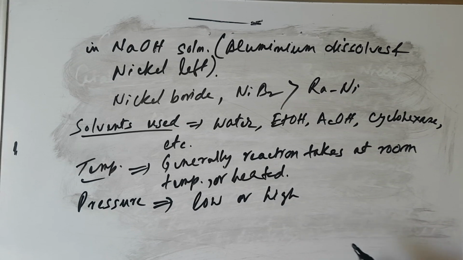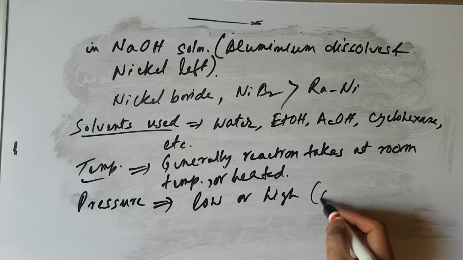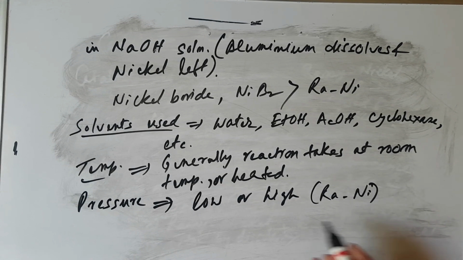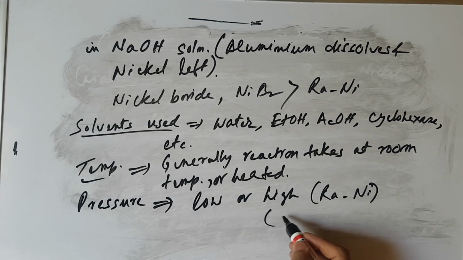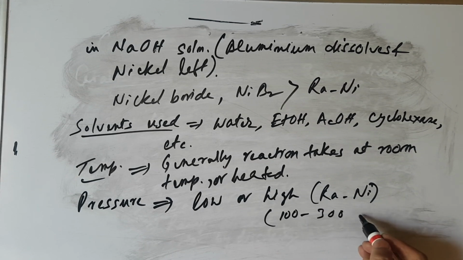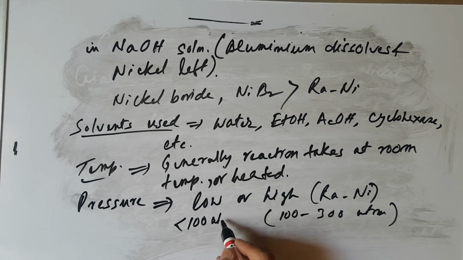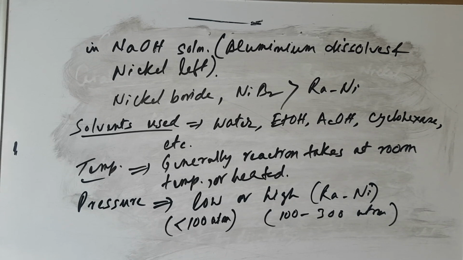Generally, high pressures are employed for Raney nickel. In the case of Raney nickel catalyst we use high pressure, and for palladium charcoal or ruthenium, low pressure is used. High pressures are nearly more than 100, around 100 to 300 atmospheres, and low pressures are below 100 atmospheres, generally around 20 or 30. So the reaction can take place.